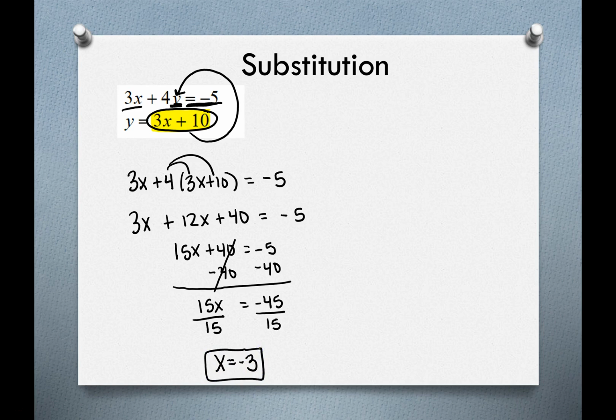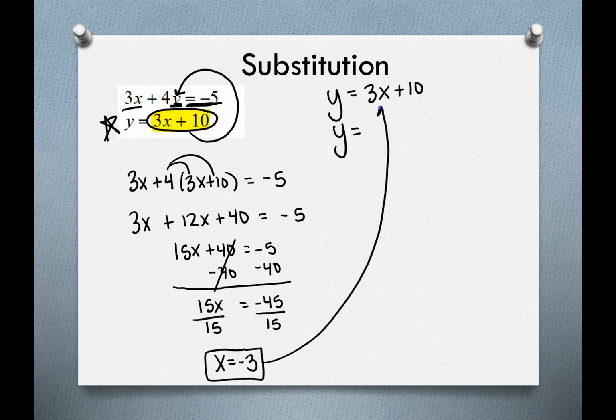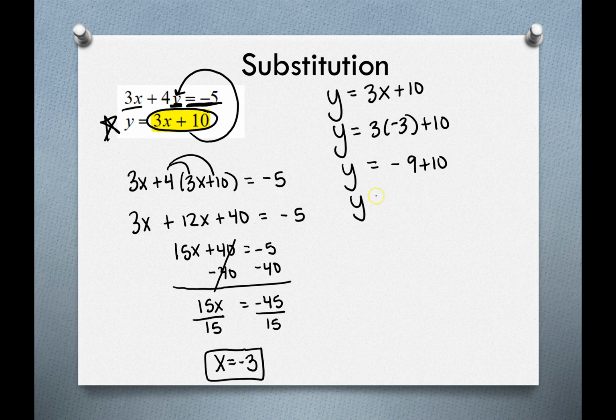Again, I'm not done. I have to go back and solve for y, and I'm going to use this y equals. I already have it solved for y, so it's just a matter of plugging in my x value right here. So that'll be 3 times -3 plus 10. That is y equals -9 plus 10. That's y equals 1. So we've got x equals -3, y equals 1. That is -3 comma 1.